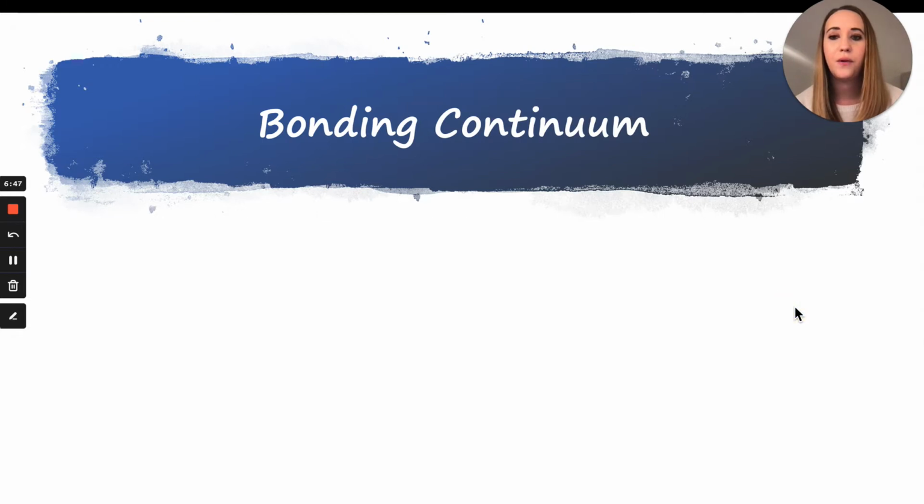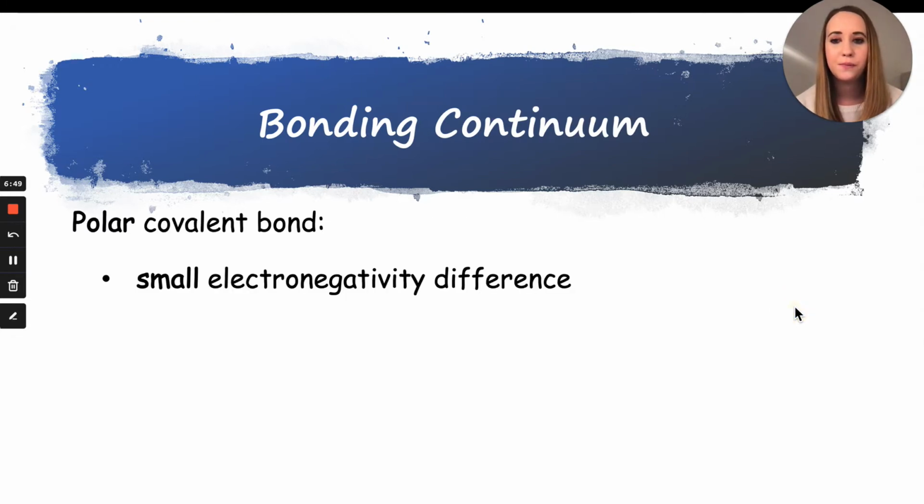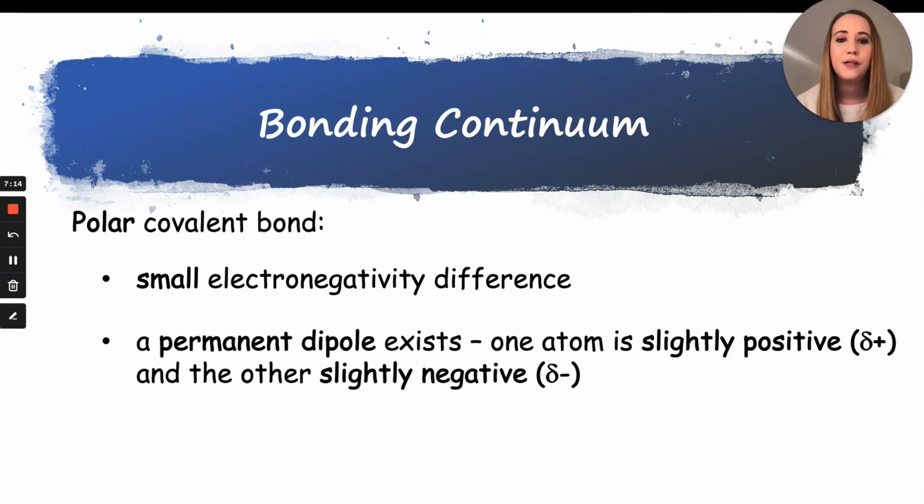Okay, so your polar covalent bond forms when there's a small difference in electronegativity between the two atoms. So what this results in is one atom will have a higher electronegativity. That means it attracts the bonding electrons more strongly. So those electrons are no longer being equally shared between the two atoms. And what is formed is something we call a permanent dipole.